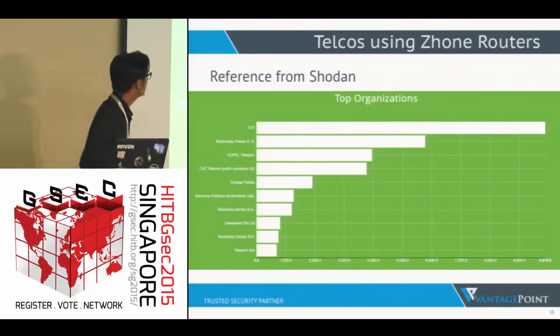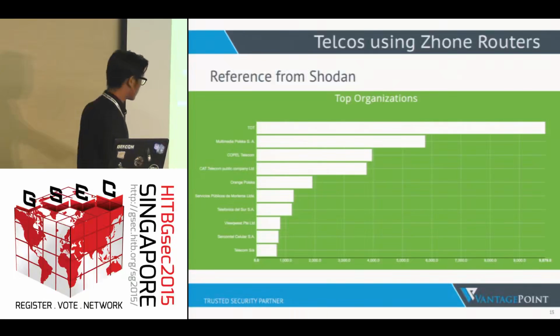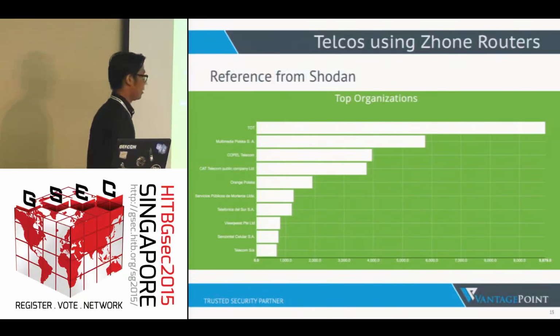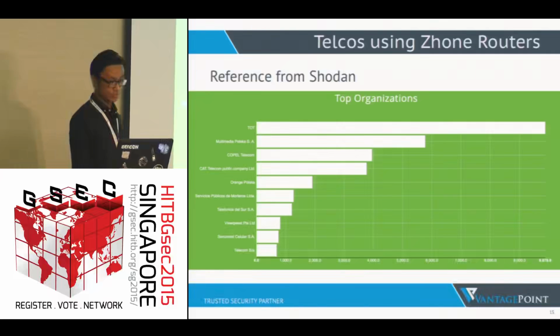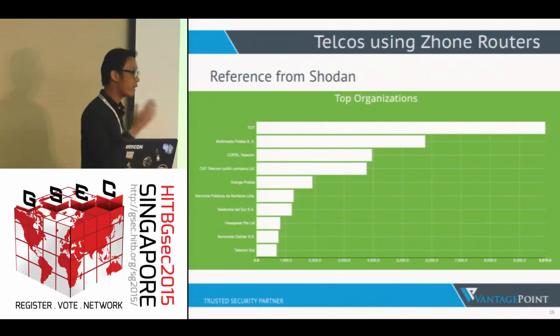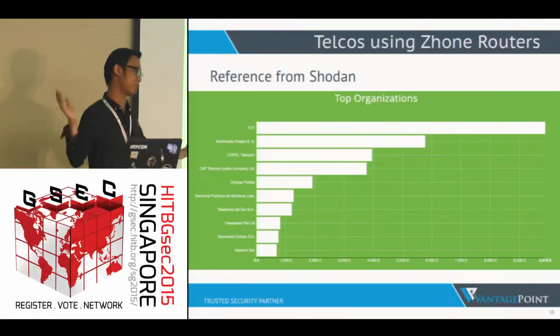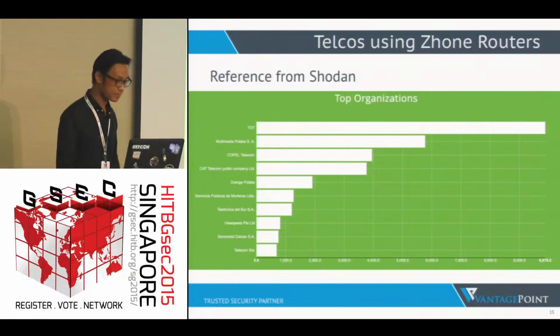And if you look at Zone, sorry, I can't really see the chart, the names, but there are actually a lot of ISPs that use this router, and it's all over the world. It's not just Singapore, but the US and some other countries. Can't really remember the countries, but yeah.